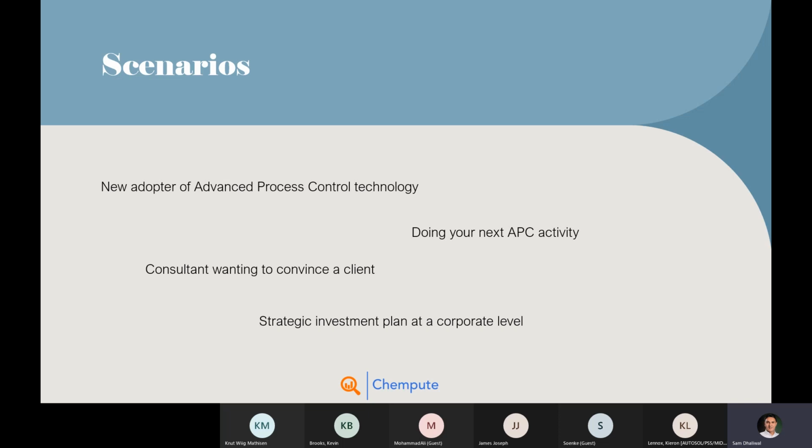Perhaps you're a consultant who needs to convince a client on their first advanced process control project, which is quite frequently the case. Or it could be that your company already has several advanced process control implementations, and you'd like to prepare a corporate strategy on implementing these in a programmatic manner across your assets. So there are different reasons why you would want to prepare a business case.